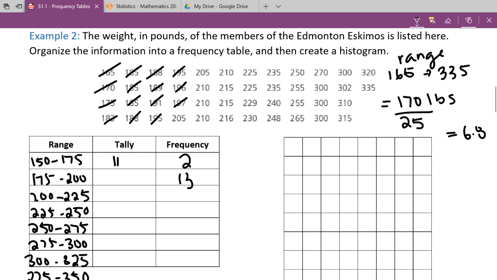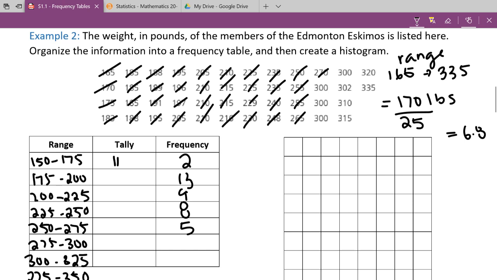Continue counting. Now we're going from 200 to 225. 1, 2, 3, 4, 5, 6, 7, 8, 9. Again, we don't include 225 because that's part of the next bracket. 1, 2, 3, 4, 5, 6, 7, 8 here. Again, if you're not counting the tallies, you can cross them off as you go. That might help as well. 250 to 275. 1, 2, 3, 4, 5. 275 to 300, because 300 falls in that upper category, there's actually 0.